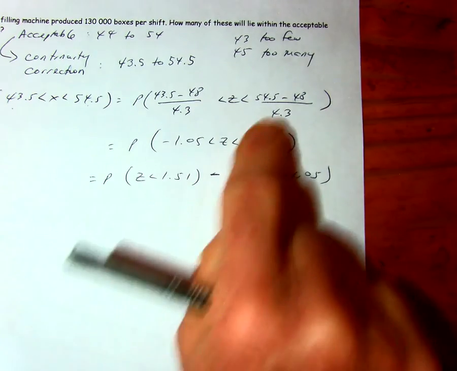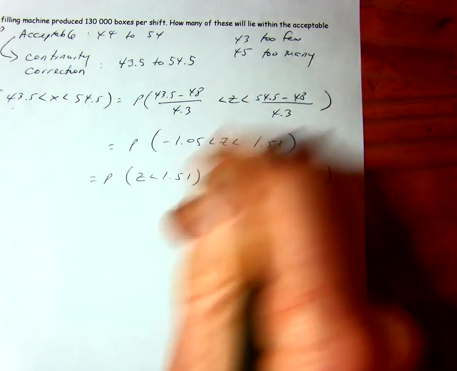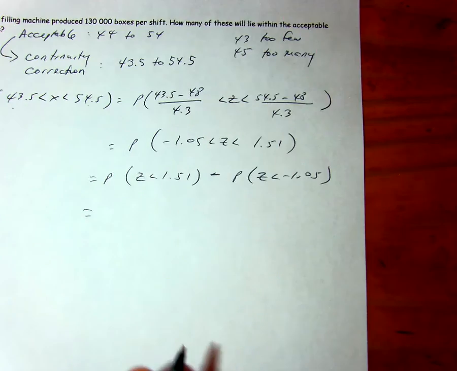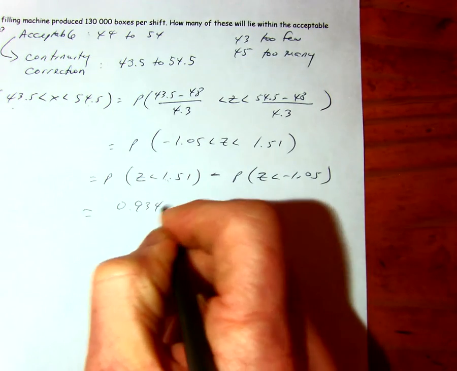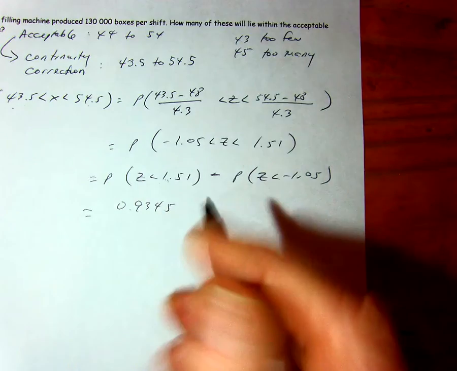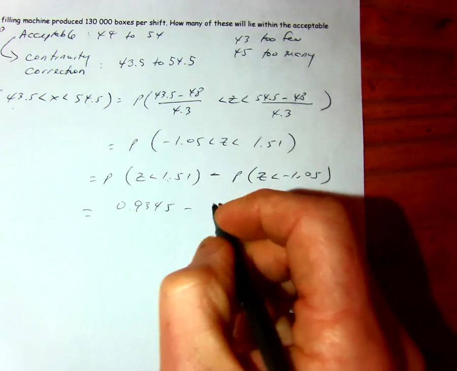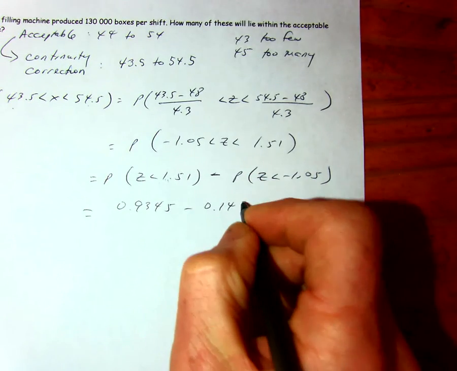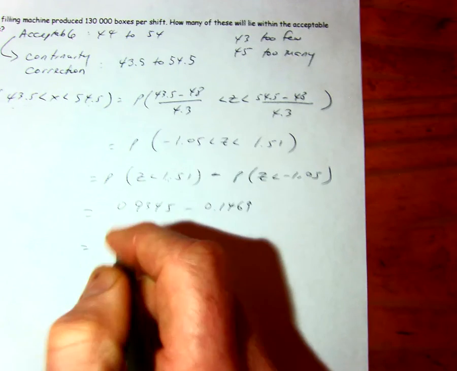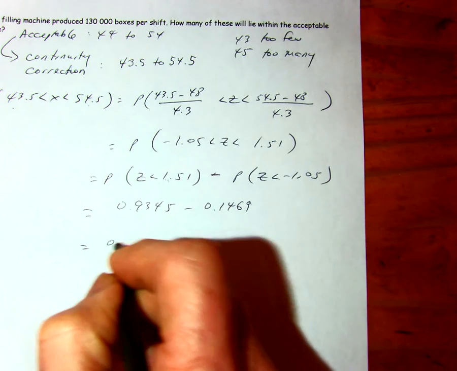You don't have to write all these steps. If you want to just skip it, not write that, but just go right to this line, that's fine. Probability of this is 0.9345. Trust me, you can check the table if you want, but I think I did it right. The probability using the Z table is 0.1469. The answer is 0.788.